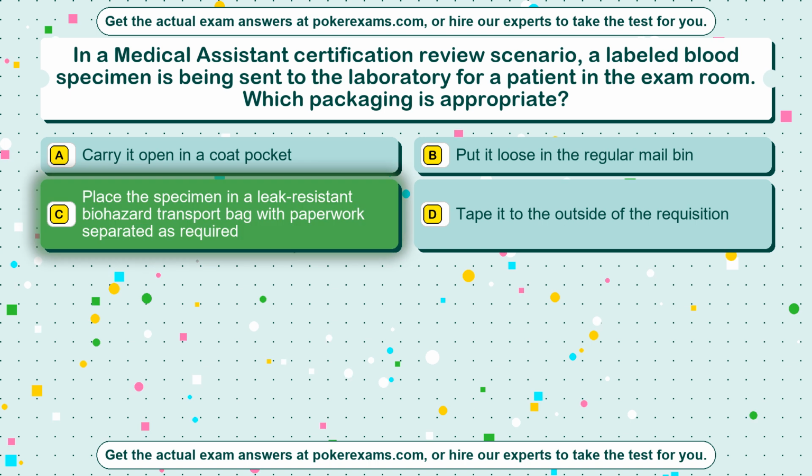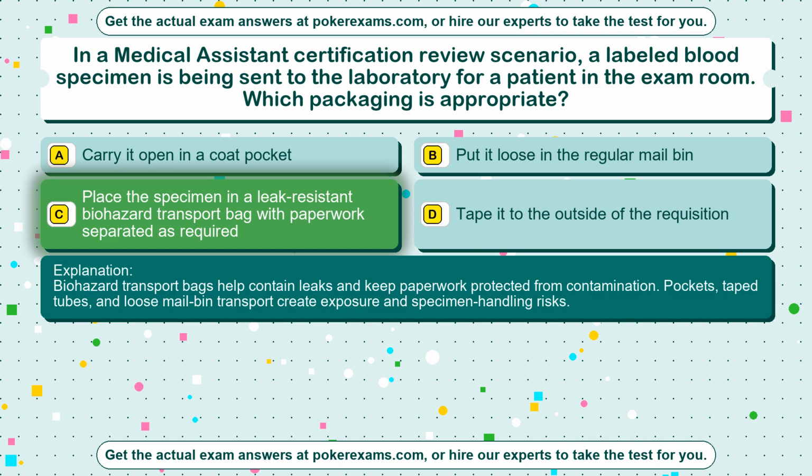The correct answer is option C. Place the specimen in a leak-resistant biohazard transport bag with paperwork separated as required. Biohazard transport bags help contain leaks and keep paperwork protected from contamination. Pockets, taped tubes, and loose mail-bin transport create exposure and specimen handling risks.